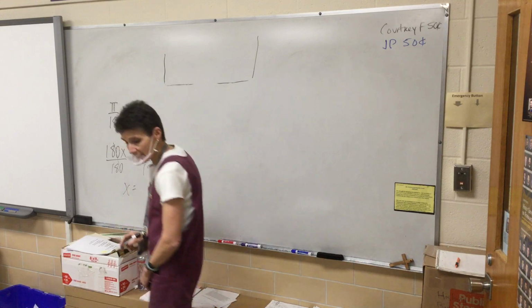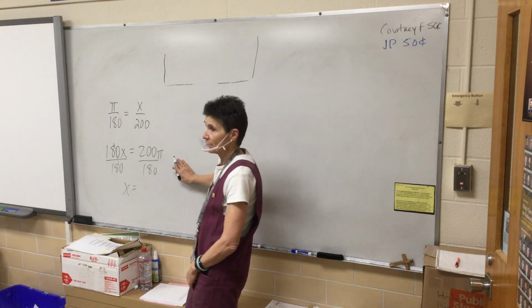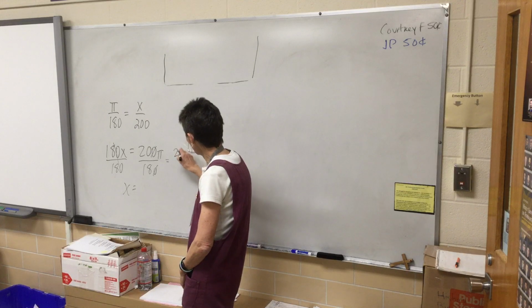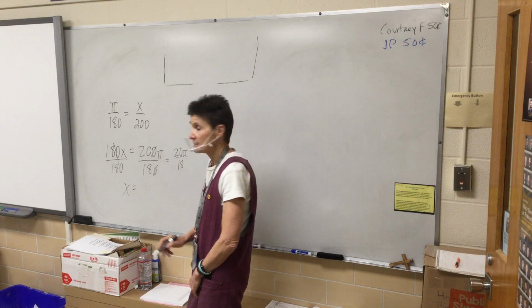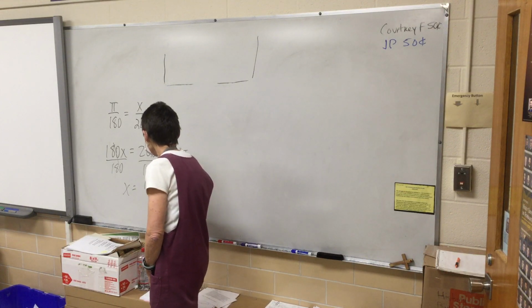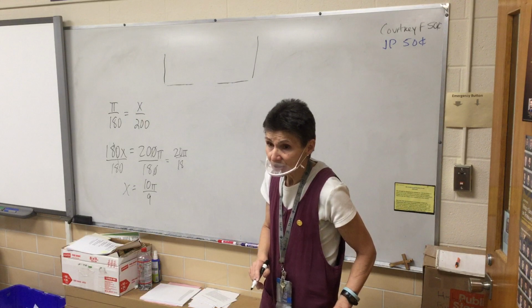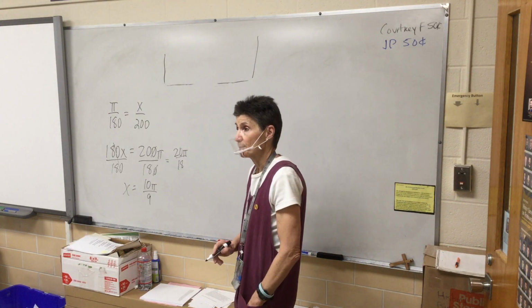So it does say exact, so that means you don't type this in on the calculator. You want to leave the pi in there. You can cancel the zeros. So now we have 20 over 18, which is 10 over 9. And that is the exact radian measure for 200 degrees.